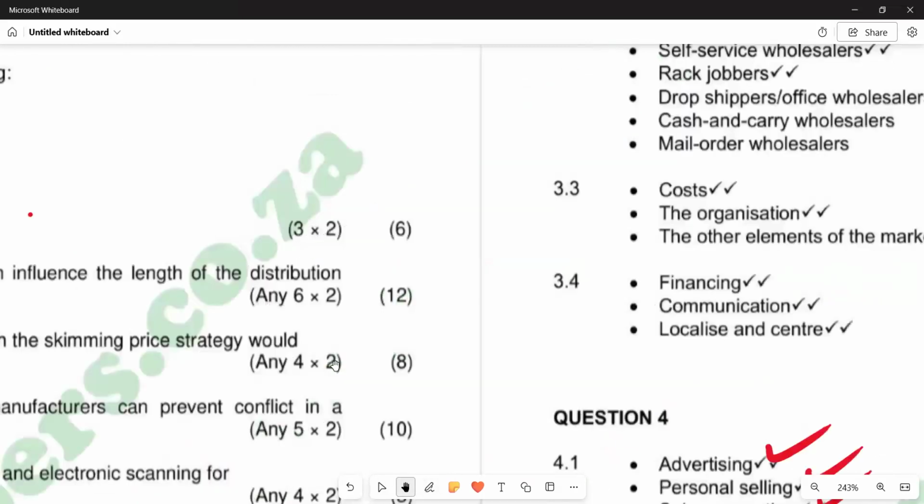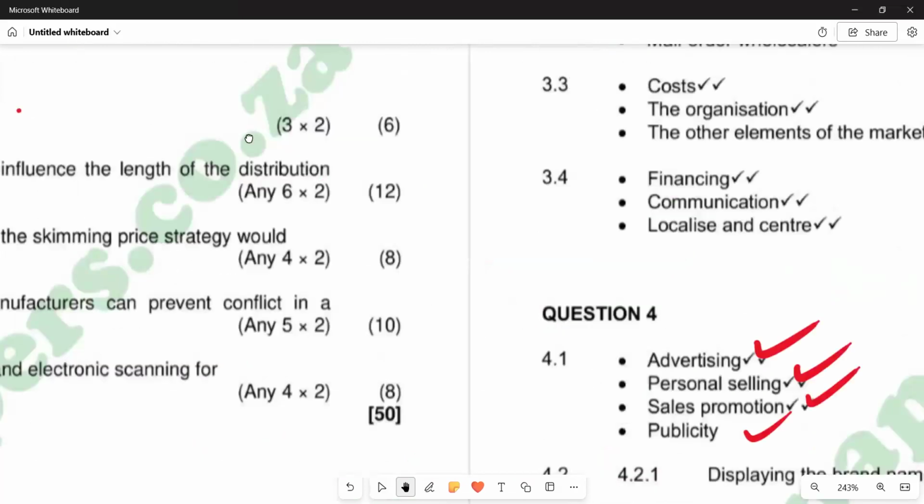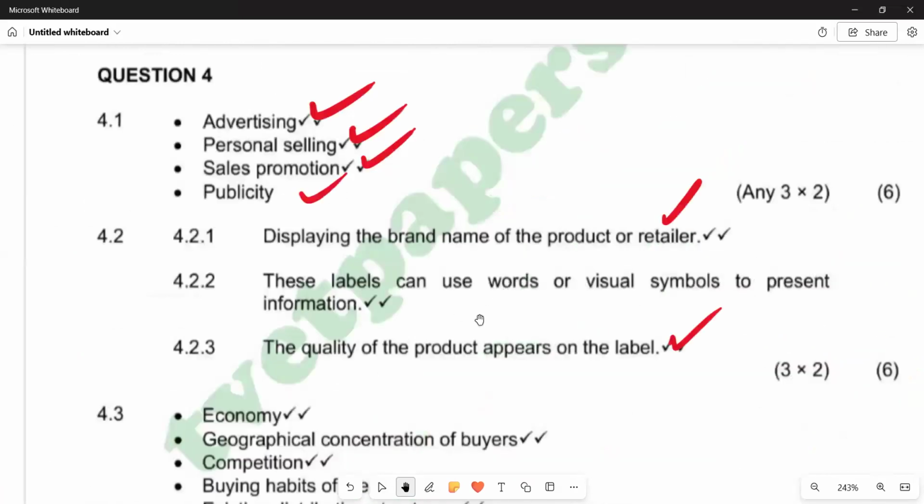Then we move on to the second part of our description, whereby we're going to look at informative labeling. In terms of informative labeling, these labels can use words or visual symbols to present information. So we are going to notice that, in terms of informative labeling, the label contains information about the product. It can be information about the ingredients. It can be information about nutritional values. So that is what we have on that part.